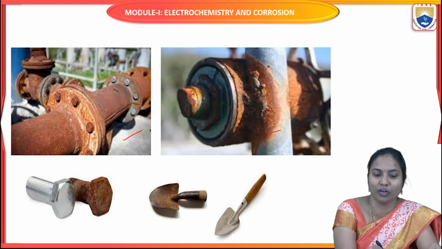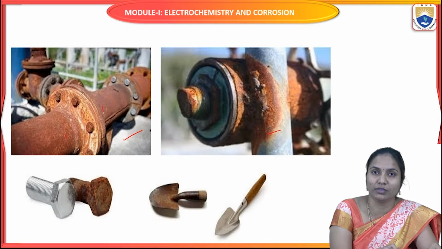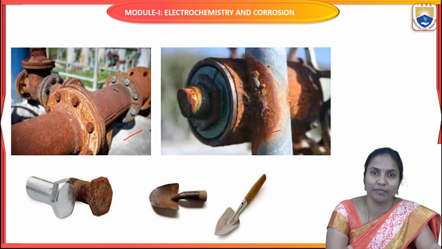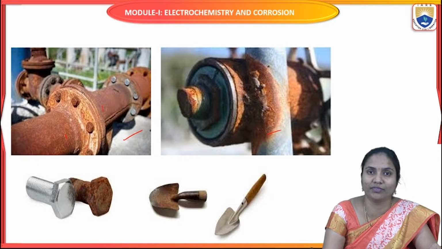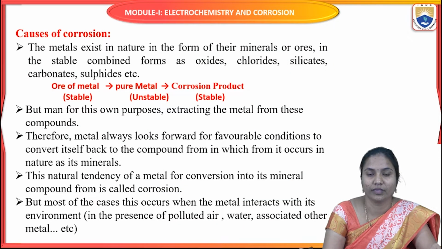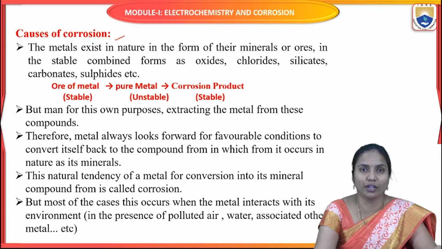In this case, water pipes interact with atmospheric oxygen and form a reddish colored scale on the metal surface. So it becomes weak. This is the best example of corrosion. So what are the main causes of corrosion?